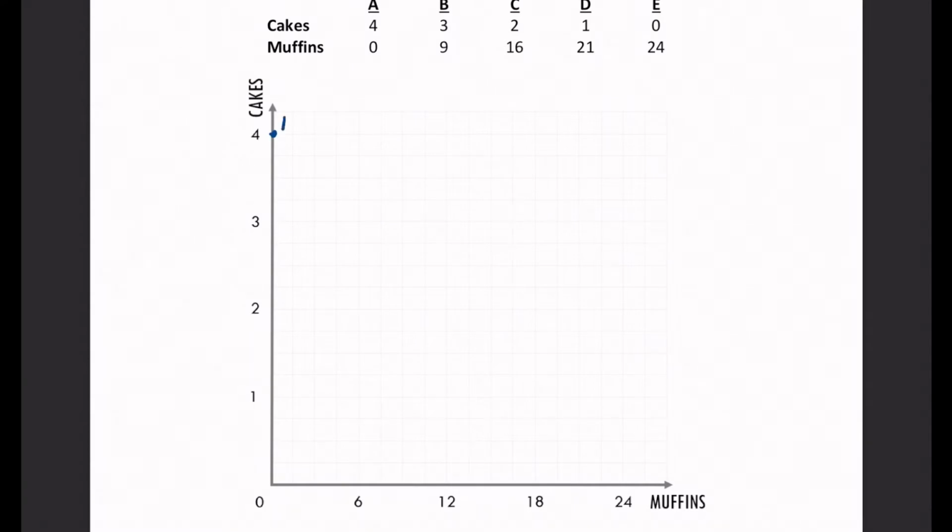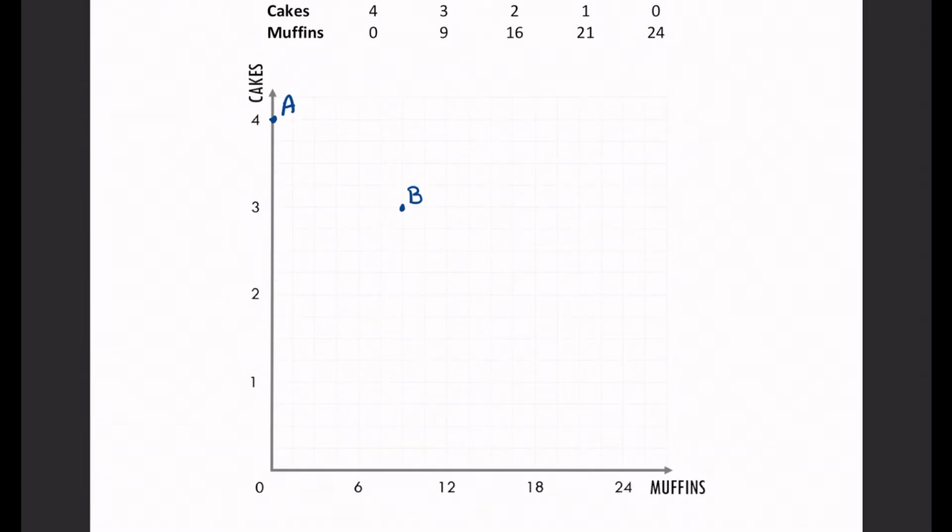And so we have point A there at 4 and 0. We go to point B right there. We go to 2, 16. Should be right there. It's point C. Point D is 1 and 21. So 1 and 21, it looks like we're right there. And then point E is down here at 0 cakes and 24 muffins.